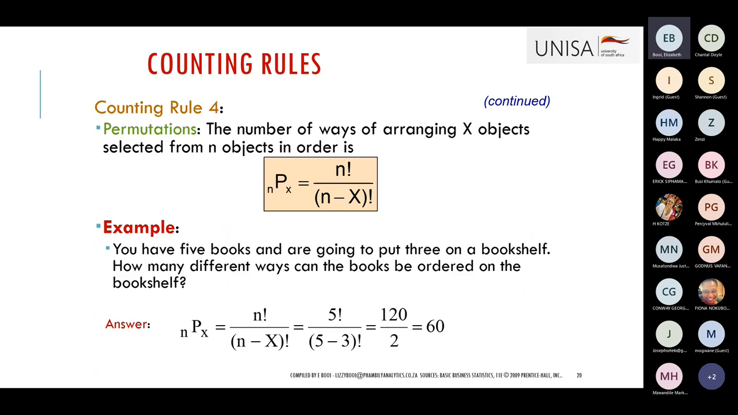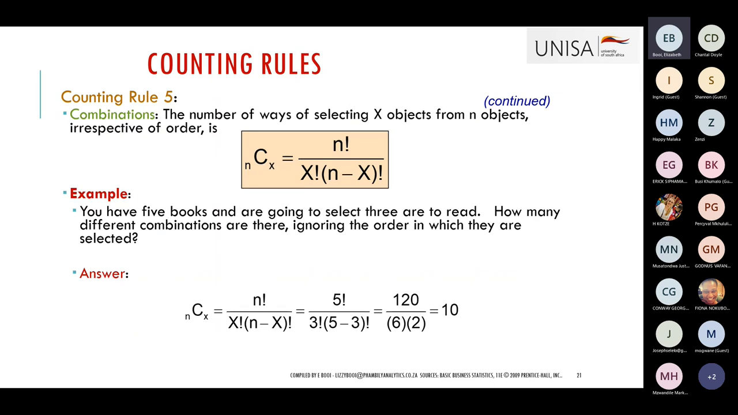The second last one is what we call a permutation. Permutation also tells me how many ways I can arrange certain things or do certain things if order is a priority, or there is an order or a preference in how I do things. You have five books and you are going to put them on three shelves. How many ways can they be ordered on the shelf? So they also tell me that I need to put them on the three shelves. So those are the order. You will realize that we have permutation, and then we also have a combination.